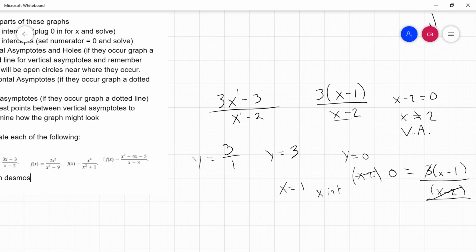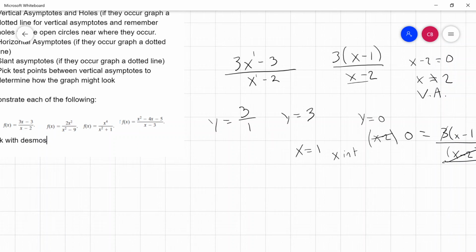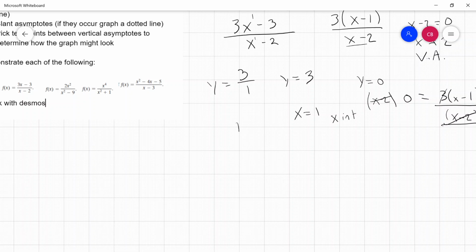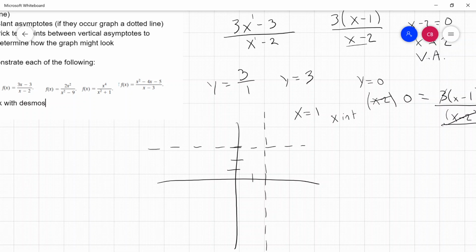Okay, so let's go and plot these couple of things that we know so far. So we know we have our graph. We know at x equals 2 there's a vertical asymptote and not a hole, so we draw a vertical asymptote. Then we have y equals 3, so 1, 2, 3. Okay, there's that, and then x equals 1 is our intercept. Okay, so x equals 1 is right here.